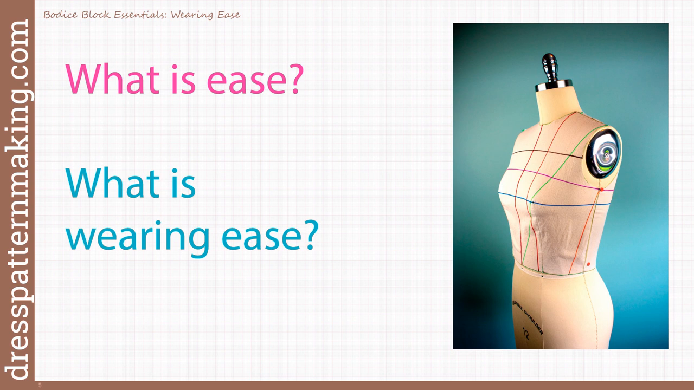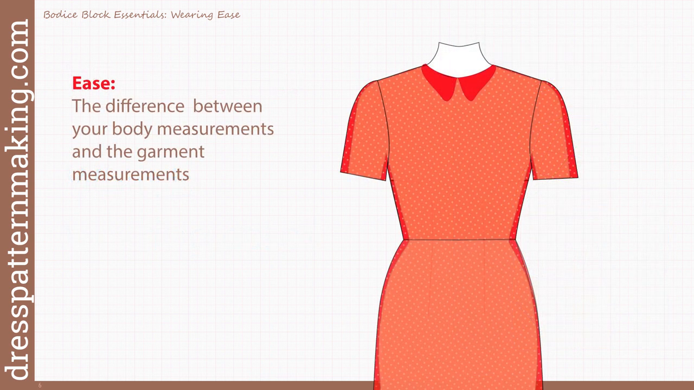So what is ease and how does it differ to wearing ease? Ease is the difference between your body measurements and the garment measurements. You need additional room on top of your body measurements to be able to breathe and move. You can add a lot more ease than is needed for movement, so there's actually two different types of ease. Ease that's necessary, and then ease that's not necessary but wanted for the design.